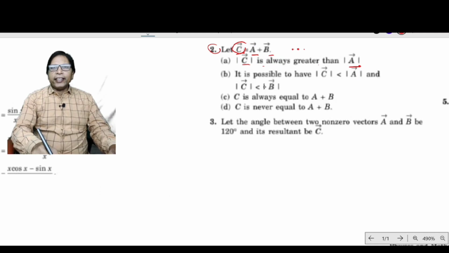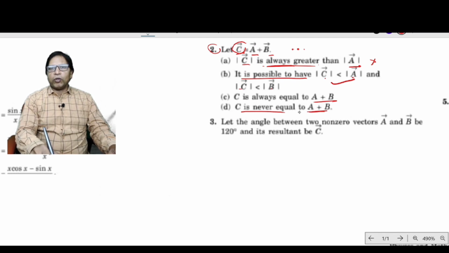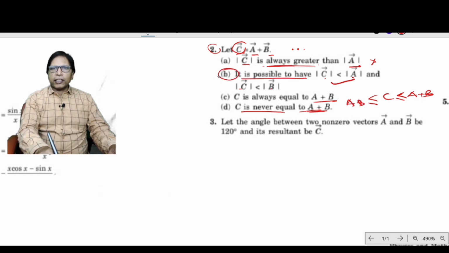Okay. So look at this, the word always makes the statement false. It is possible to have C less than A and C less than B. Yes, it is correct. C is always equal to A plus B? No. C can never be equal to A plus B? No. Resultant may be equal to the sum of the two vectors and the difference of the two vectors. Okay. So only option B is correct.